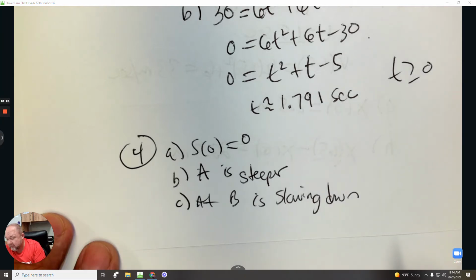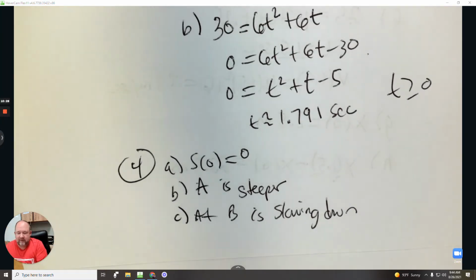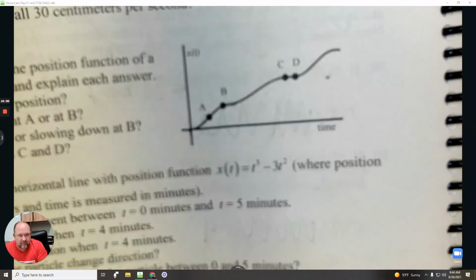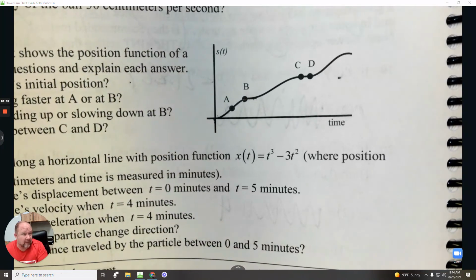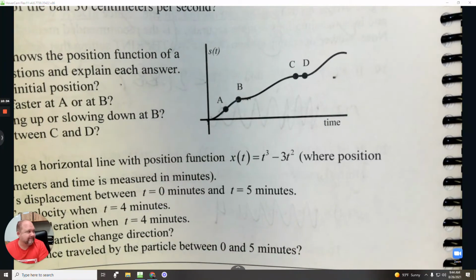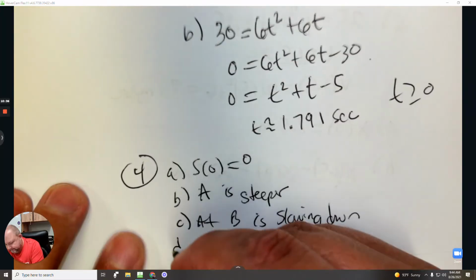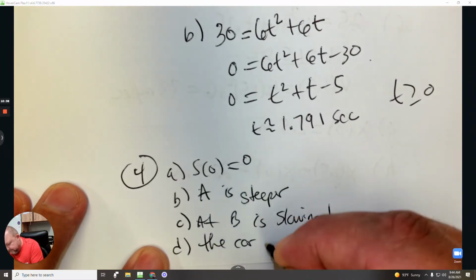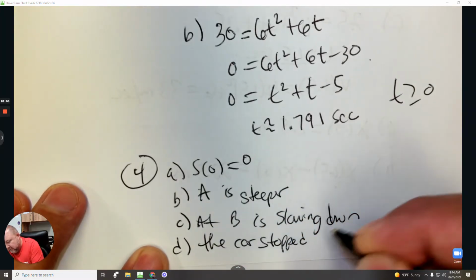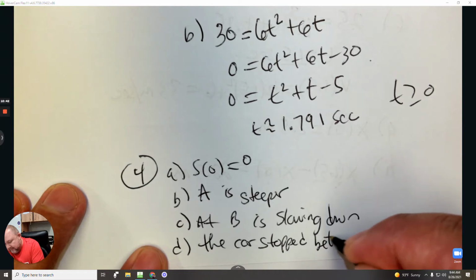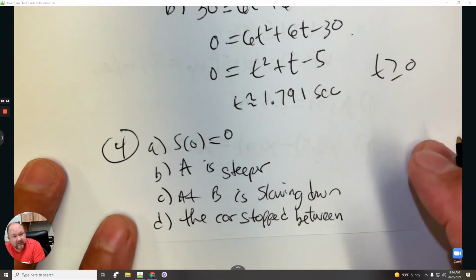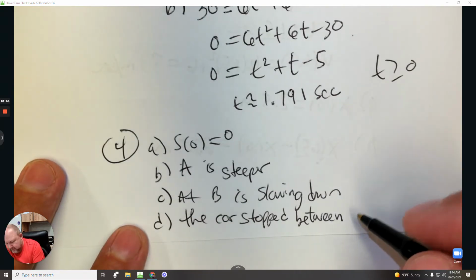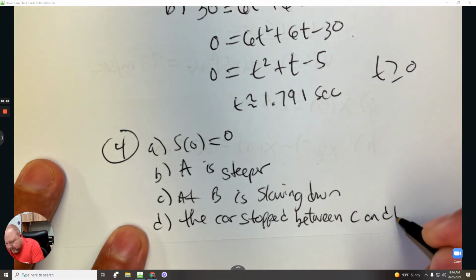What happened between C and D? Between C and D is horizontal. So that means between C and D, the car rested, stopped. When the position doesn't change, that means the object, or car in this case, rested or stopped. All right, number 5.